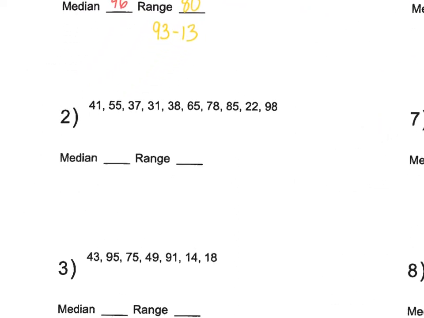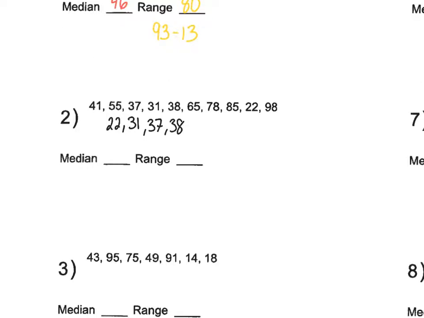Okay, come down here to number 2. We'll write number 2 in order. We have 22, 31, 37, 38. Cross these off. 41, 55, 65, 78, 85, and 98. So we've used them all.